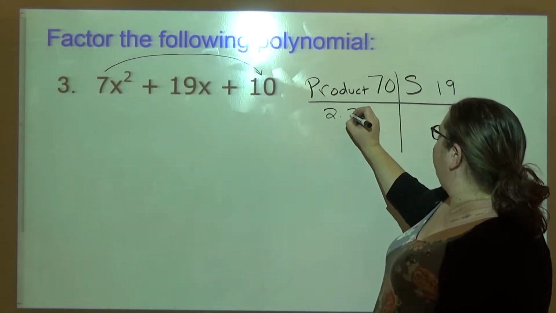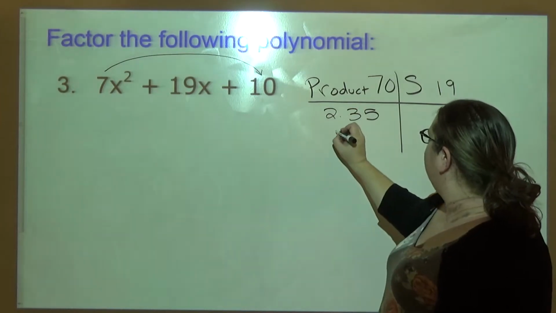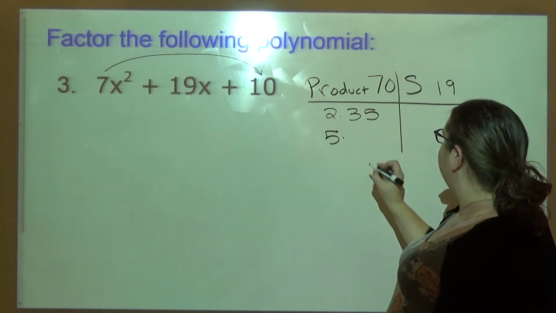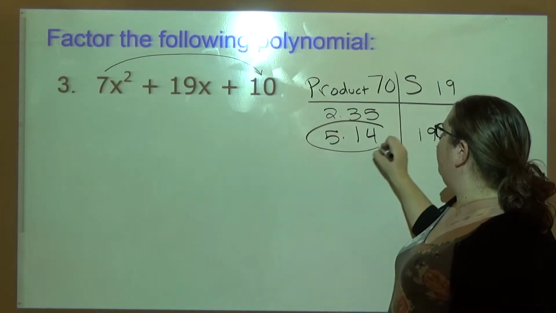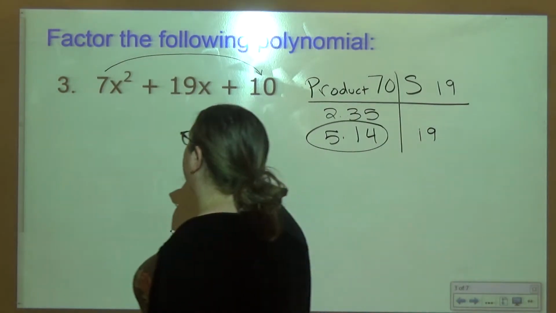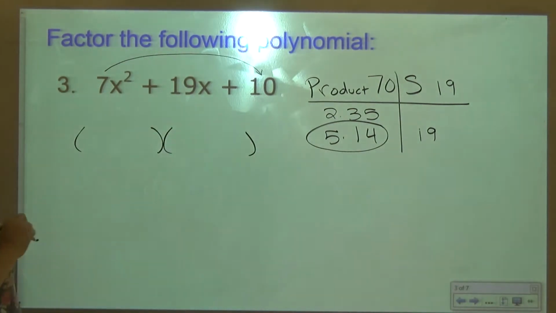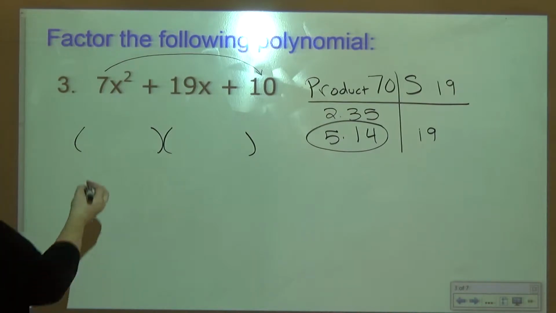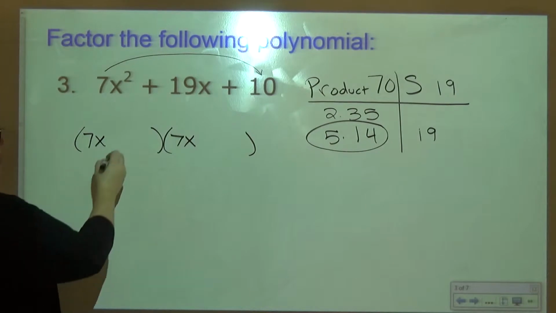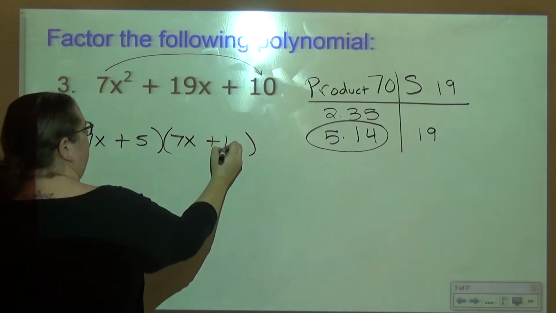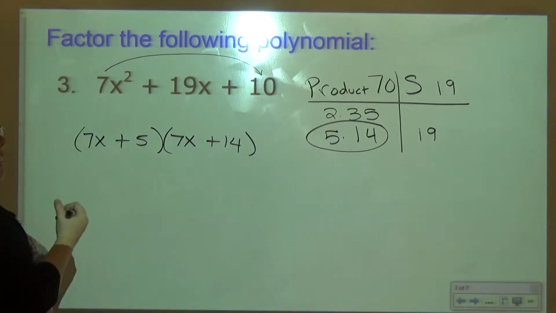2 and 35, 3 doesn't work, 4 doesn't work, 5 and 14, yeah, 5 and 14. So then when I make my parentheses, I don't know where that 7 goes. Because I don't know where it goes, I'm going to put it in both spots for now. And then I'm going to put in my plus 5 and my plus 14. And then I'm going to look, where do I see an extra term? Where do I have a GCF?